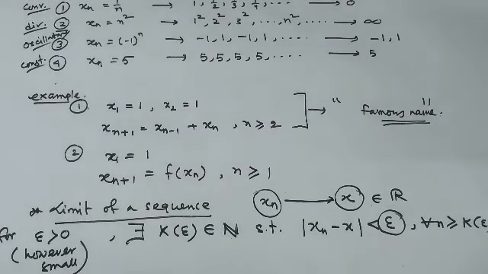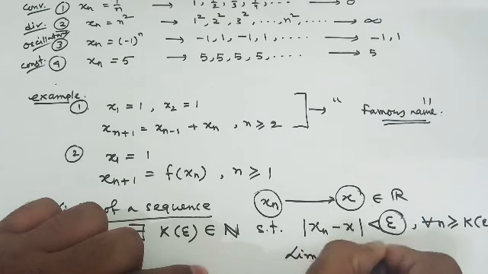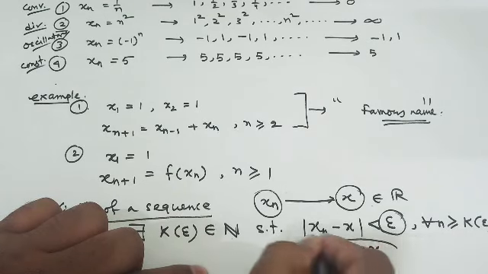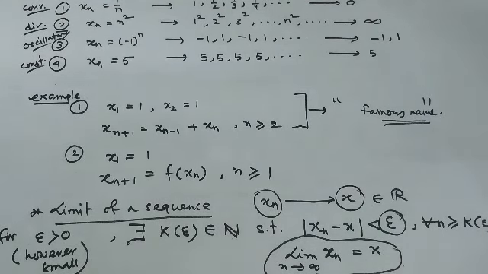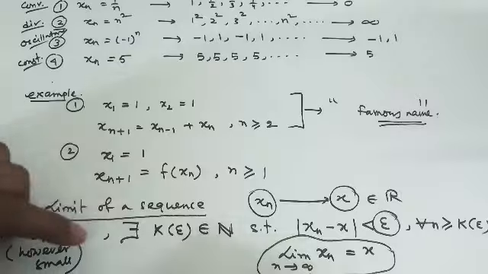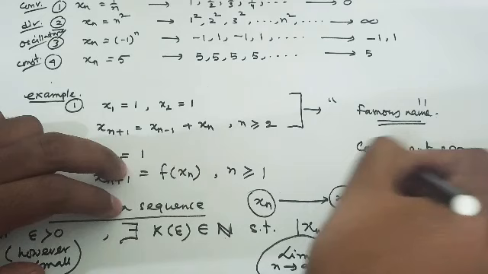Correct? Then we say this sequence goes to this number, and it is the limit of this sequence. And particularly in the case where the sequence is approaching a particular number, that sequence is called a convergent sequence.